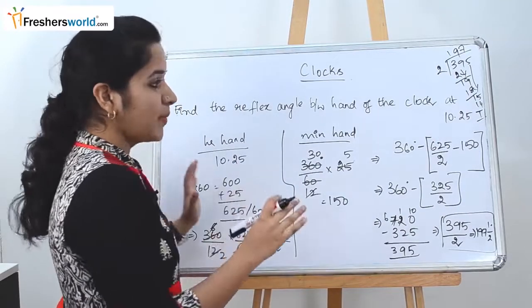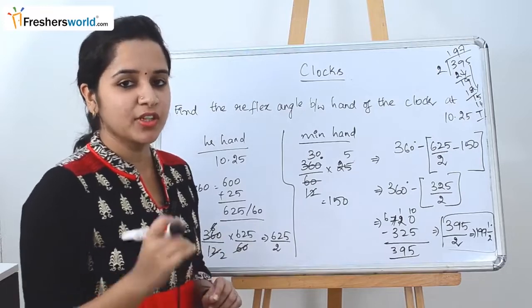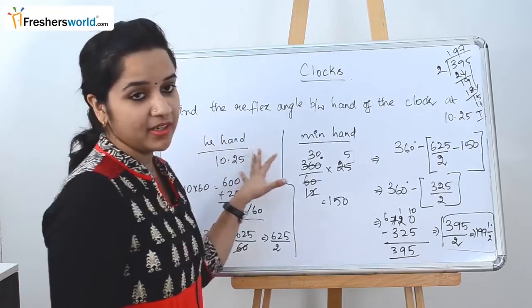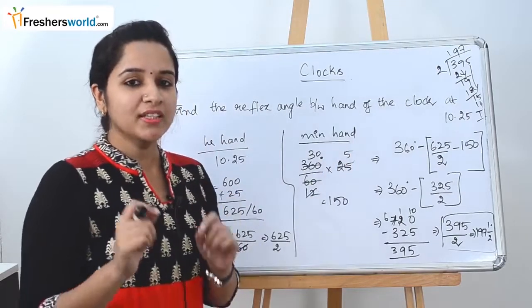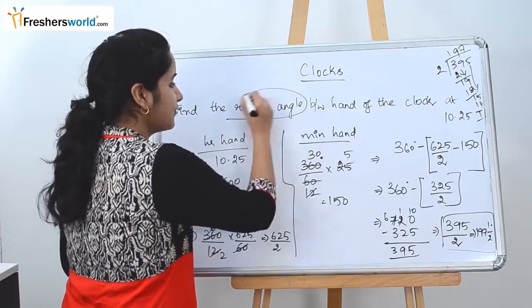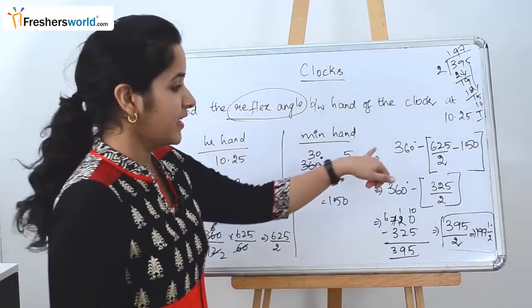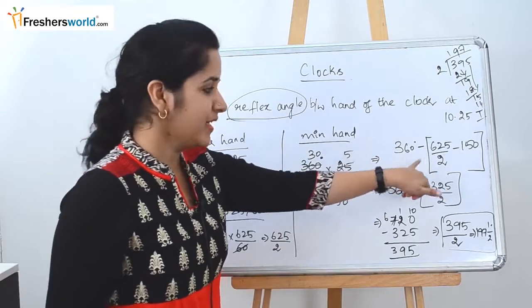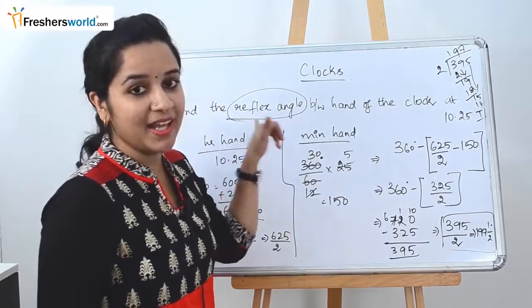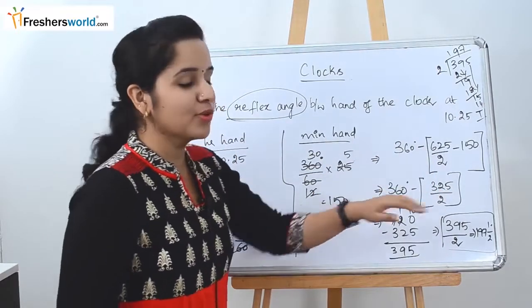This problem is solved in the same way as we did for the earlier problems. We have to find the hour hand angle and the minute hand angle. The only difference is that as they are asking for the reflex angle, we take 360 degrees minus the values of the hour hand and the minute hand. Once you solve it, you will get the angle here.